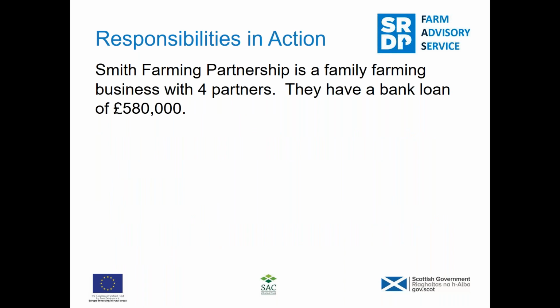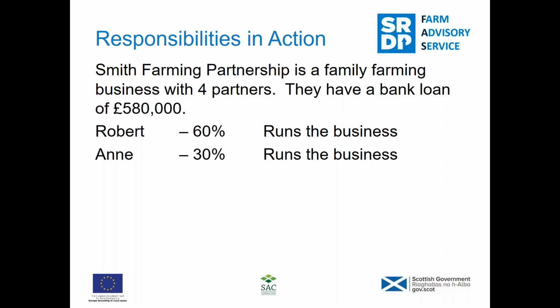So Smith Farming Partnership is a family farming business and there are 4 partners. They have a bank loan of £580,000. The partners are Robert, who's got a 60% share in the business. He runs the business, so he's directly involved.